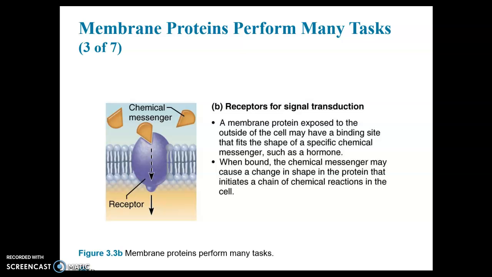All right, then we have receptor proteins. Chemical messengers like insulin or other hormones will bind to the receptor, and then that will initiate some type of change inside the cell. If it were insulin binding to the protein, it would cause that cell, possibly a liver cell or a muscle or a fat cell, to take in glucose from your blood.